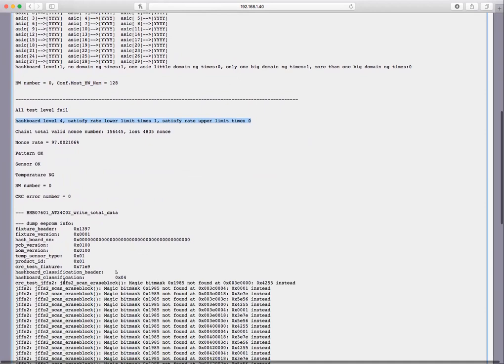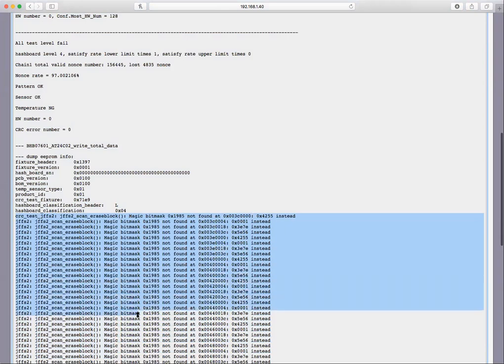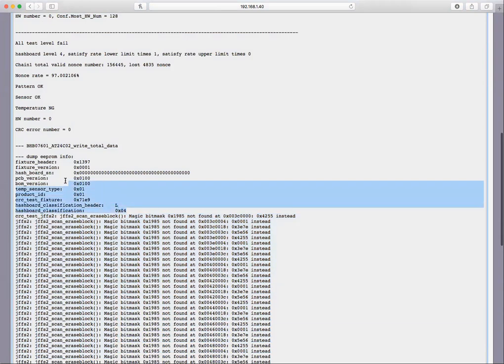ignore this magic bitmap. Remember, this was something else running in the log. But here they actually tell you what they're throwing in the EEPROM. The 1397, then they have 2 bytes for the fixture version, then they have a bunch of bytes for the board serial number, the PCB version, and the BOM version, which, what is that? The parts list version?